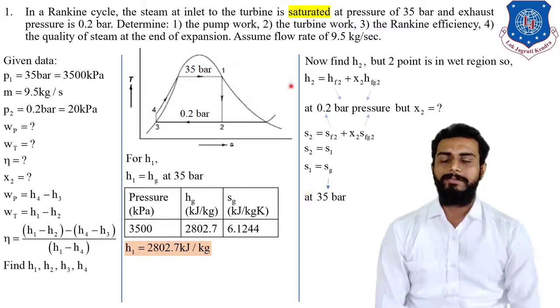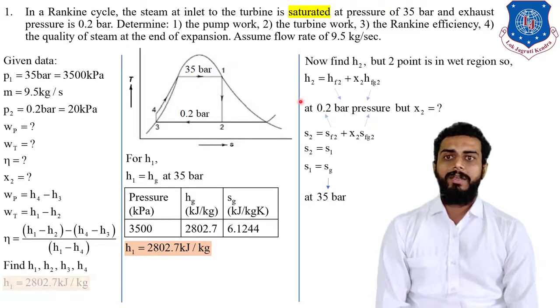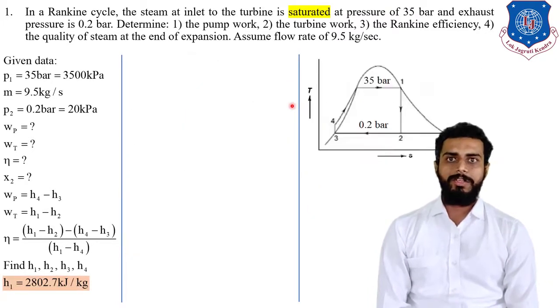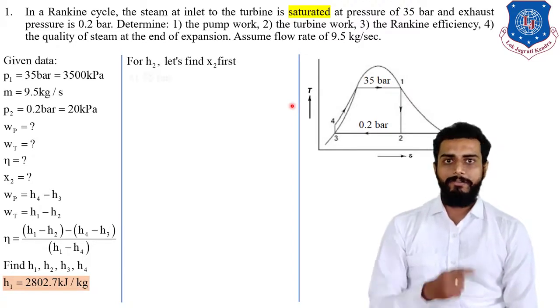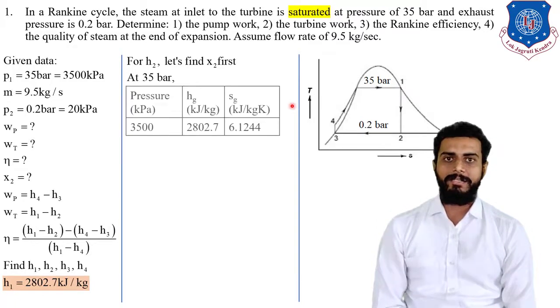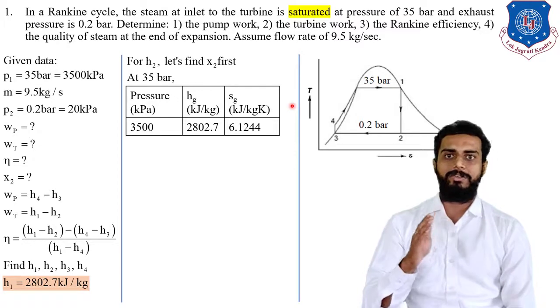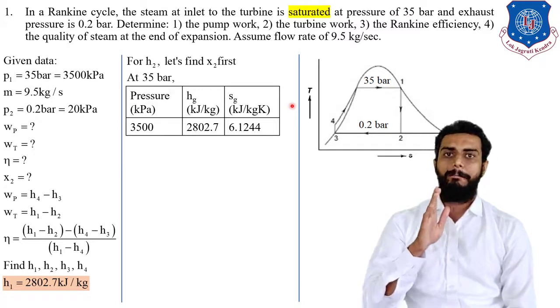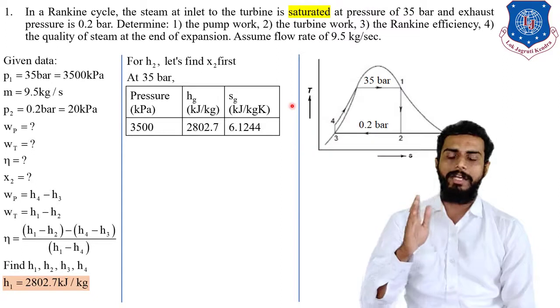So let us do that. Now further, we will find out H2. First of all, at 35 bar pressure, I will find out the value of entropy of dry steam, so I will find out Sg. As you can see on the screen, the table is already given for 35 bar, that is equal to 3500 kilopascal.